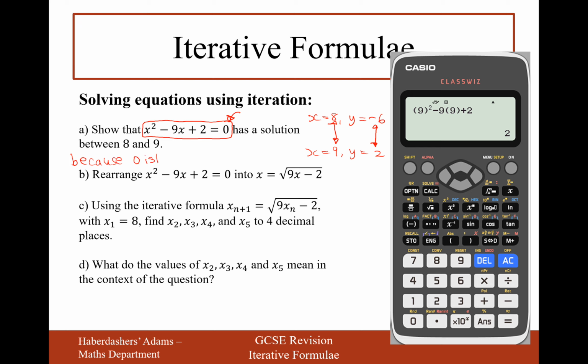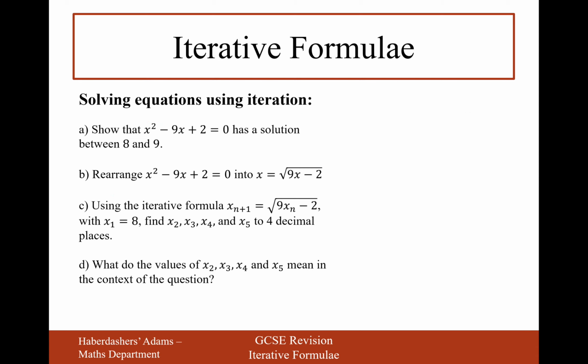because 0 is between minus 6 and 2, a solution will exist between 8 and 9. So because the output we want, the output that comes out if we've got a solution, is between minus 6 and 2, then there must be a solution between 8 and 9.